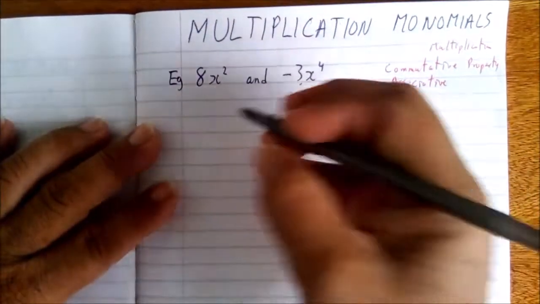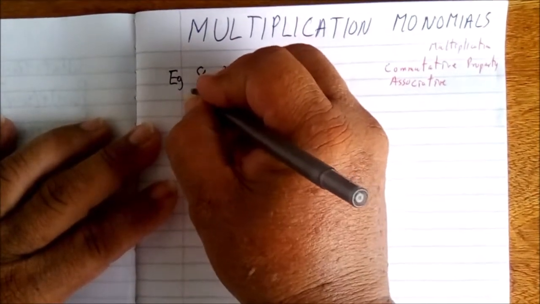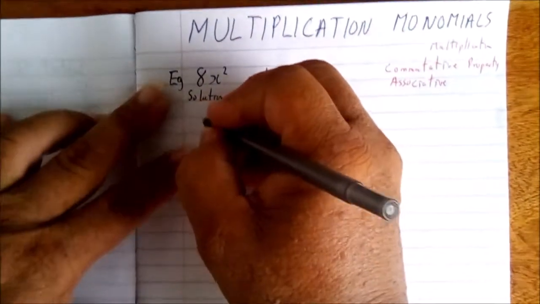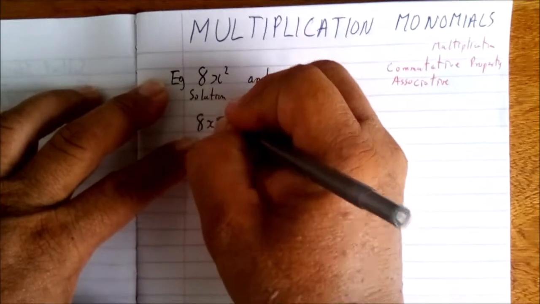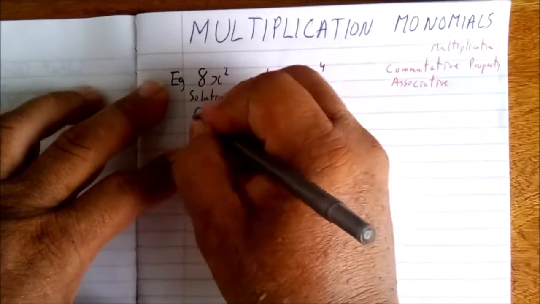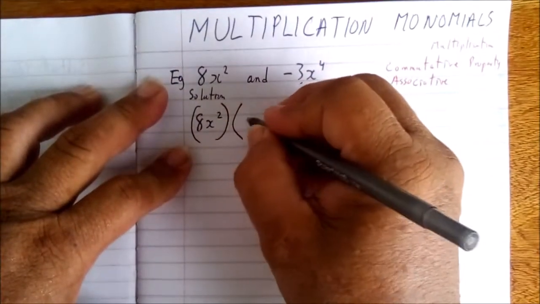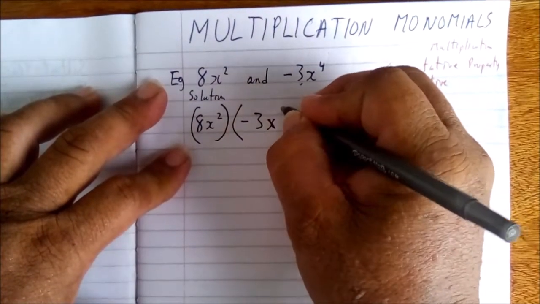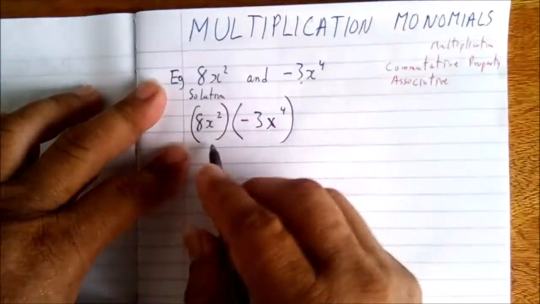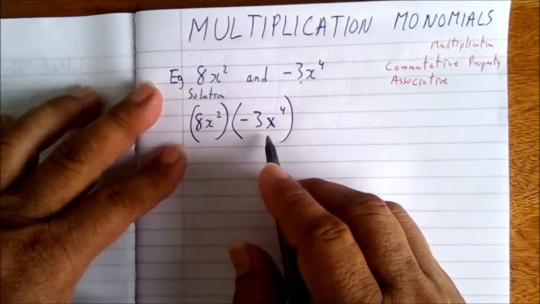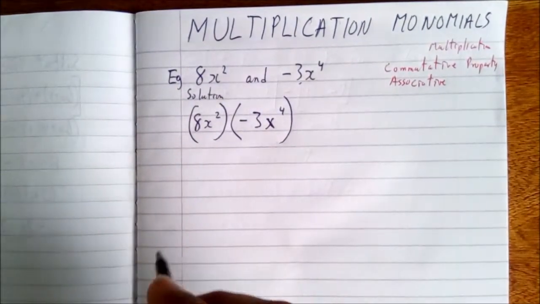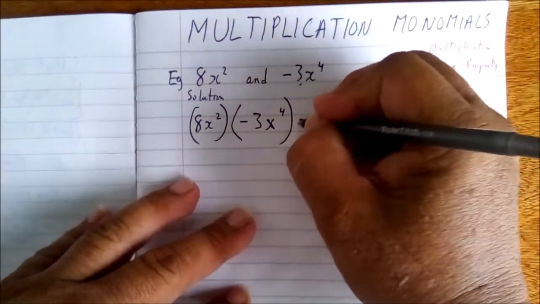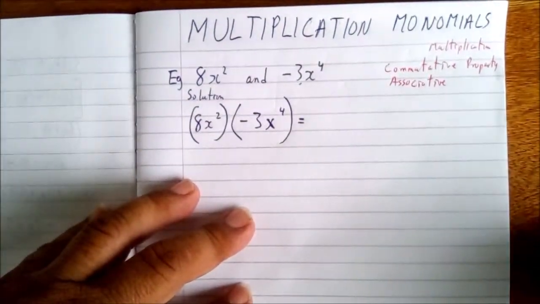So let's go ahead. Solution. Our solution for this will be as follows. We have here 8x squared, open and close bracket, or we could use the multiplication sign. I'm not using the multiplication sign to avoid confusion with the x's in this case. Once we put a bracket, it means multiplication. So the first step is this. I will write the steps in red.